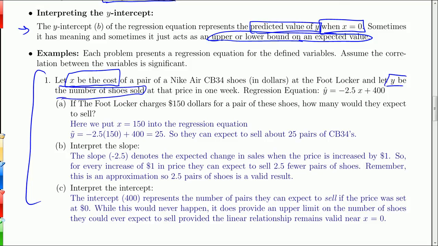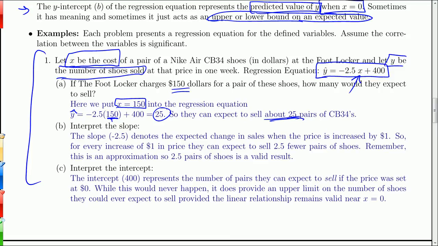And the regression equation that we get, Y hat is negative 2.5 X plus 400. So the Foot Locker charges $150 for a pair of these shoes. How many would they expect to sell? Well, that's found by taking X equals 150, putting it into the regression equation. And you get Y hat, that should be a hat, I don't know why it's a tilde, it's negative 2.5 times your 150 plus 400, and you get 25. So they can expect to sell about 25 pairs of these shoes if they charge $150.